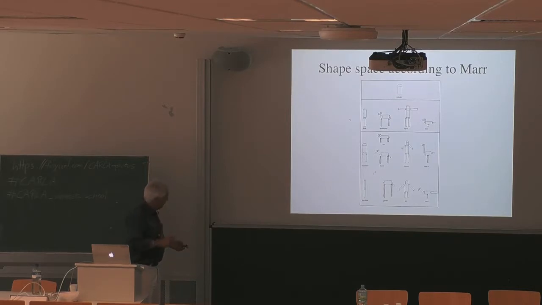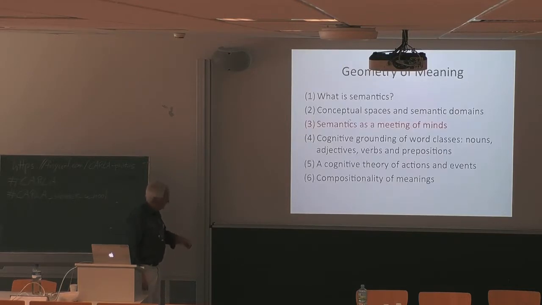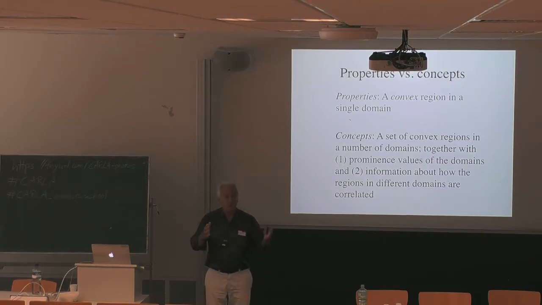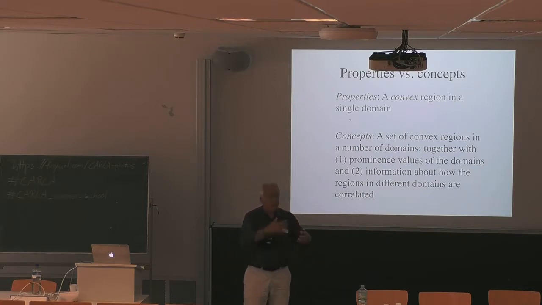So let me go back to this idea. This is what I mean by the prominence values. They change over time as you learn more about the concept. I didn't say anything about information about how the regions relate. Of course, there is a correlation between the color of an apple and the sweetness of an apple. Red apples tend to be sweeter than green apples. We all know this. We expect the red apples to be sweeter than the green ones. So we know something about that.